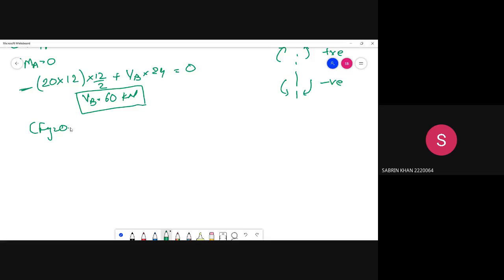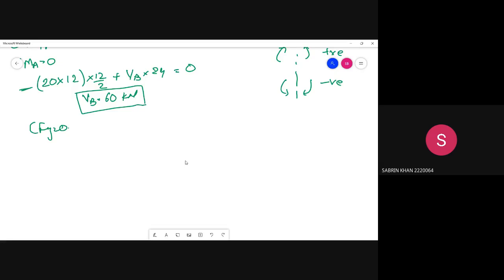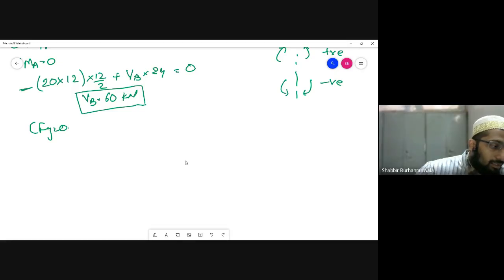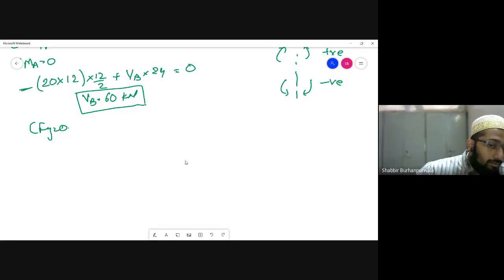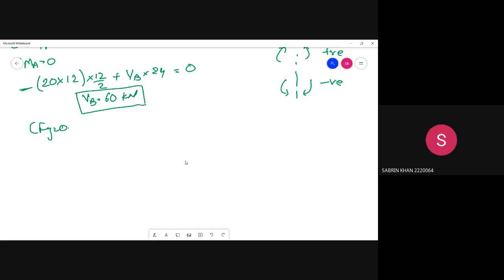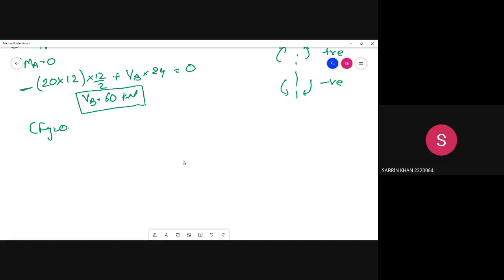Isn't the UDL anticlockwise? Yeah, anti-clockwise is positive and clockwise is negative. Have I done something wrong? Anti-clockwise positive, clockwise negative. So you took negative, yes. Can you speak a little bit louder? Then you took the UDL as negative here?